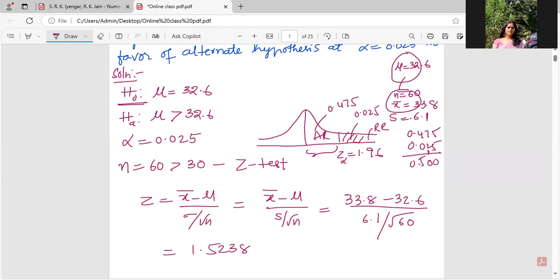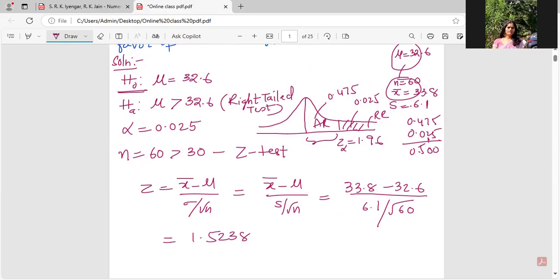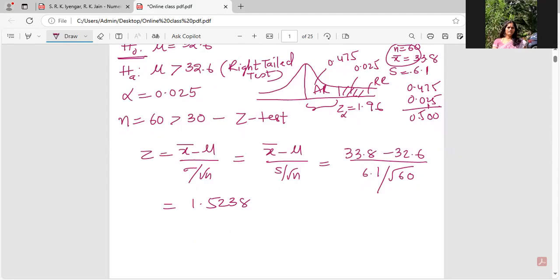One more suggestion here. I should write that it is a right-tailed test. A right-tailed test means my rejection region is on the right side. If it's a left-tailed test, the rejection region is on the left side. I will call this the Z calculated value, Z cal. I'll write a statement here: if Z cal is greater than Z tab, or Z alpha, which is 1.96, any value above 1.96 will fall in the rejection region.